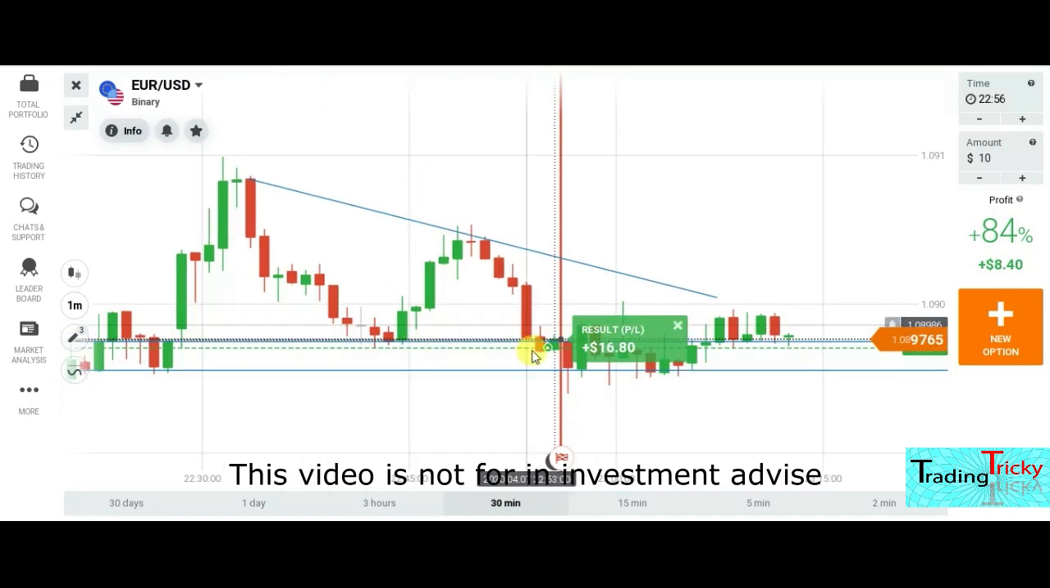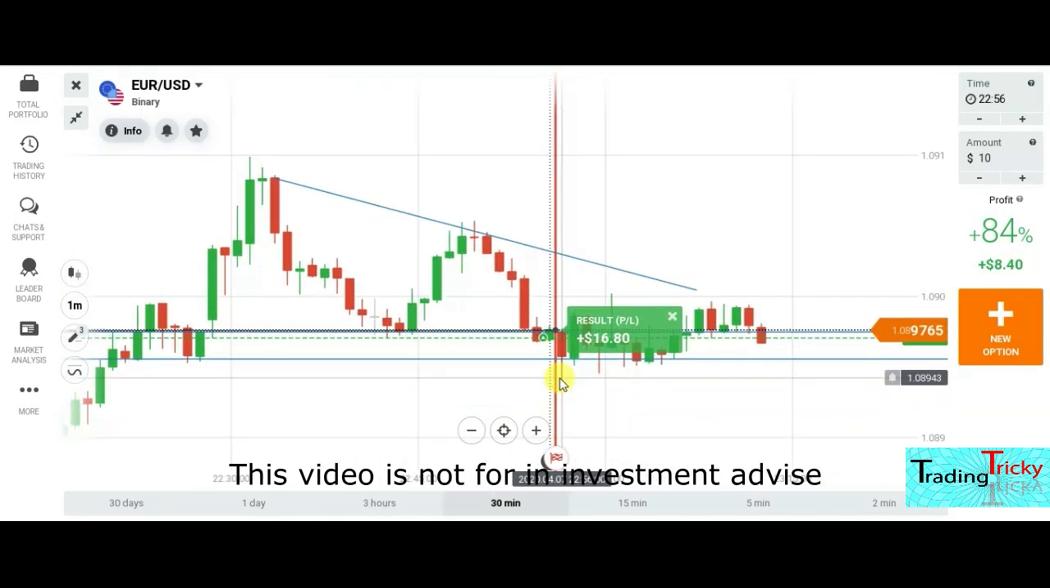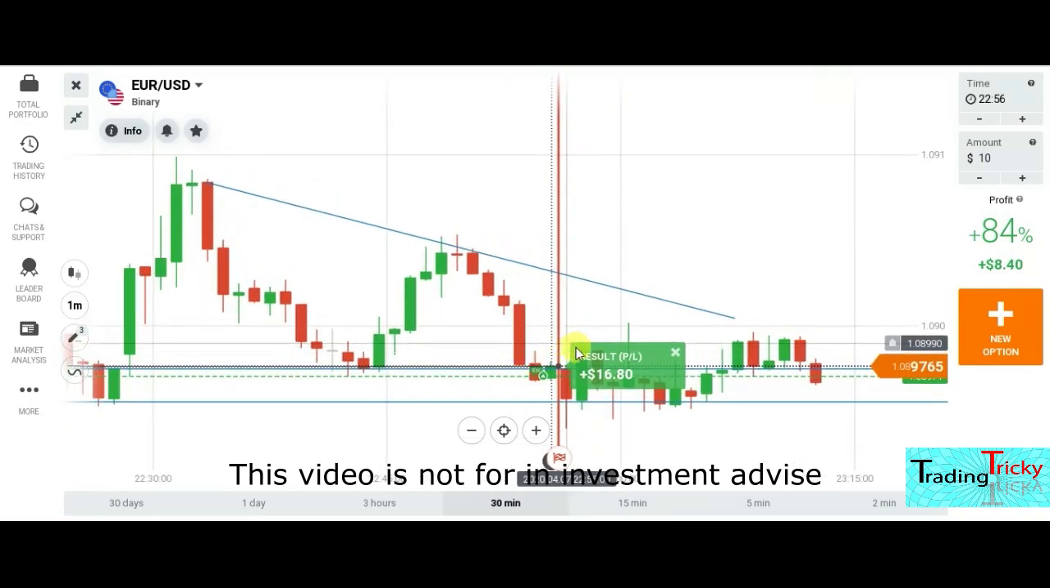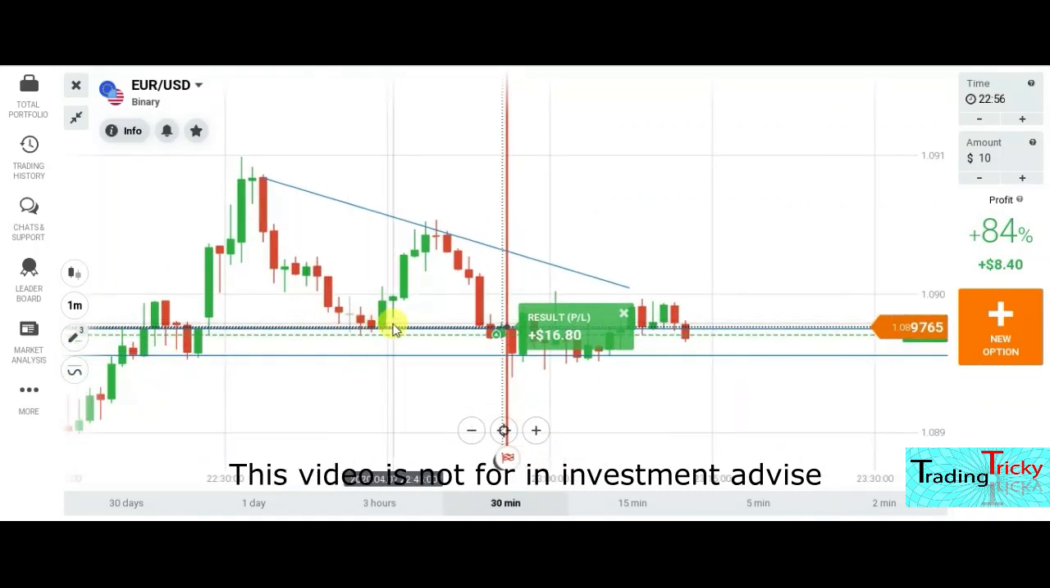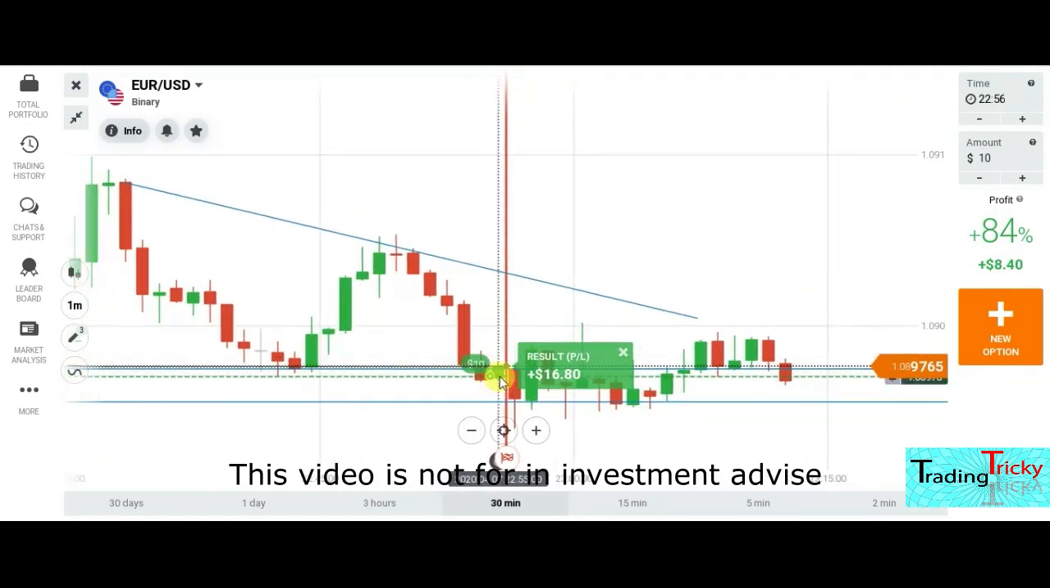Then this is the second trade, next candle. One thing you need to remember: when any candle breaks the level, that next candle, around 70% of the time, will be a retracement candle for the SNR level. So this is the level. So that's what I placed here, a buy option, and here I placed a double amount.